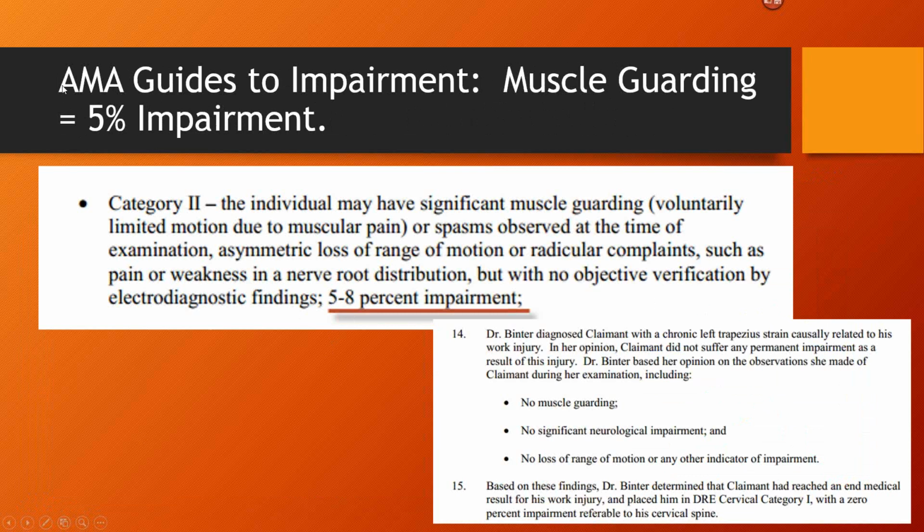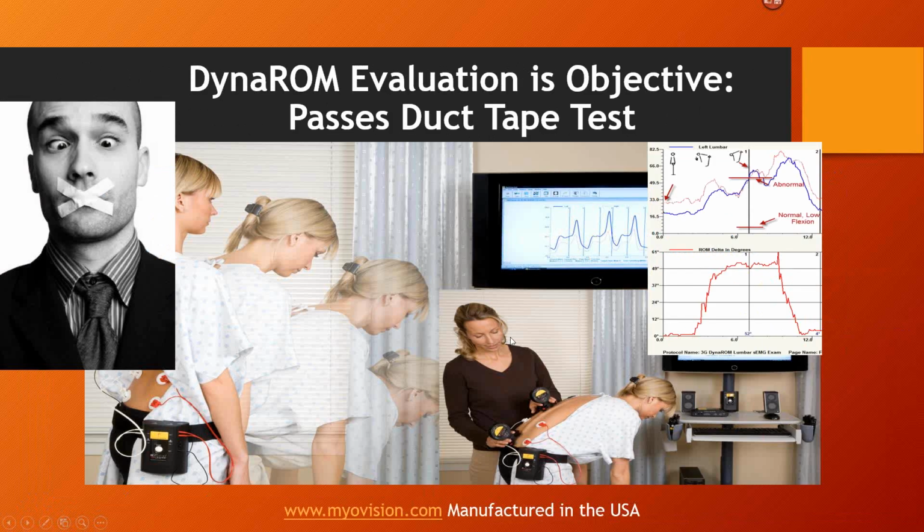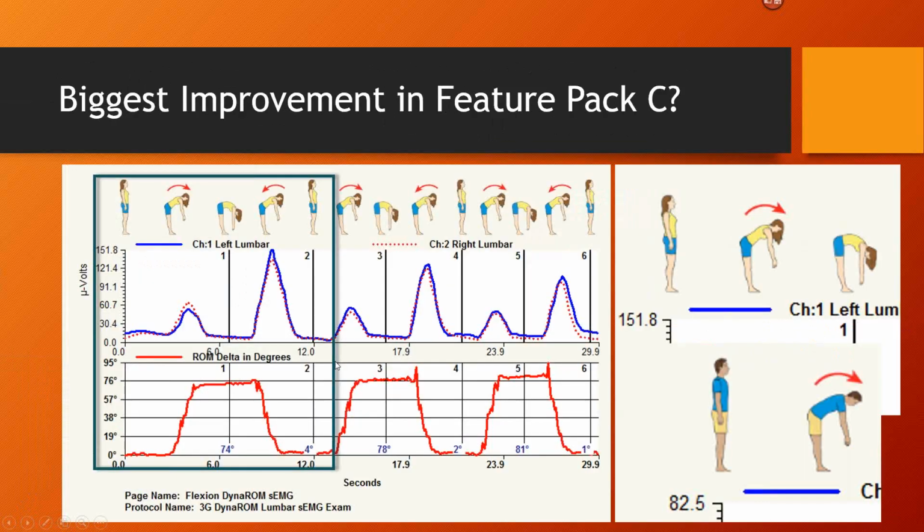It's cost effective. The AMA guides to impairment also point out that muscle guarding is equal to 5% impairment. Most people didn't know that. That's like a new one to most, but it's actually in there. And that has made a huge difference when you add the muscle guarding to range of motion. It's an objective test. It really passes the duct tape test. Attorneys love that. That means you're not relying on patient input. You're doing a test where, no matter what the patient says, the data itself is independent of the patient's response.